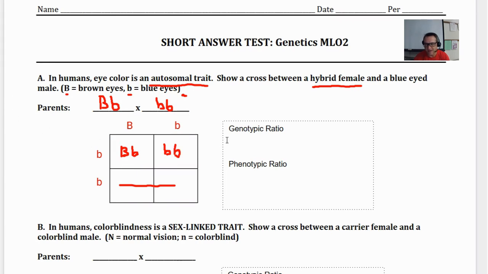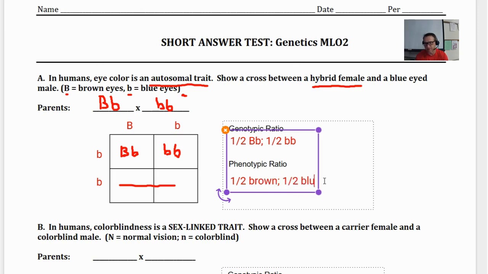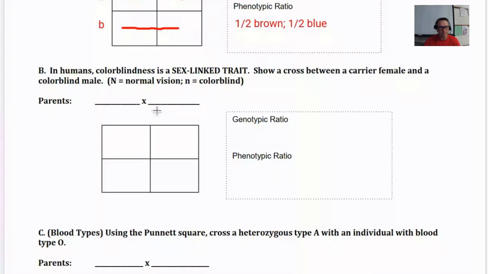Genotypic ratio, we just count them up. There are 2 boxes now instead of 4 because I crossed 2 of them out. 1/2 of those boxes, or 50%, have the genotype of big B, little b. And the other 1/2, 1 out of 2, is going to be little b, little b. Phenotypic ratio, what do these people look like? Top left, that person's going to have brown eyes because brown is dominant. So half will have brown eyes, and the other half will have blue. Voila, there's the first one.